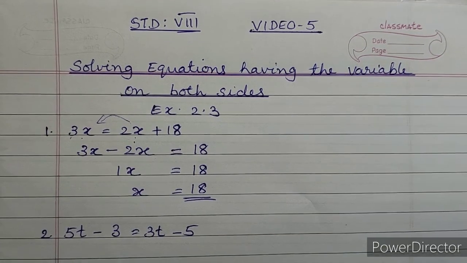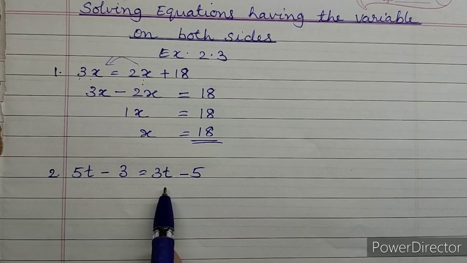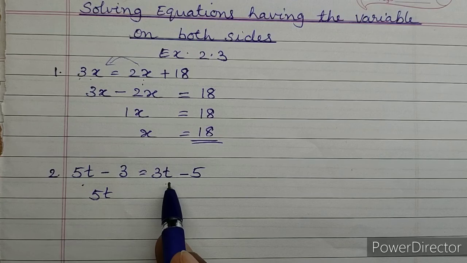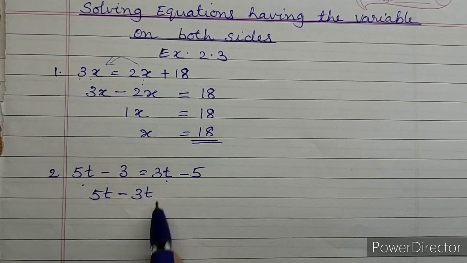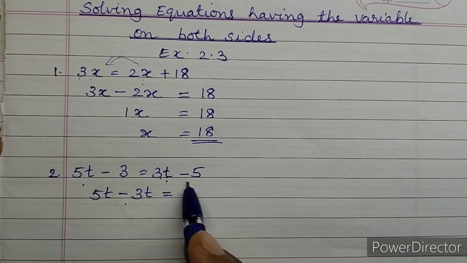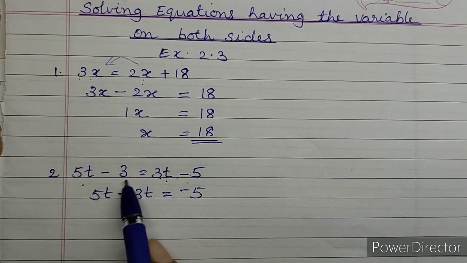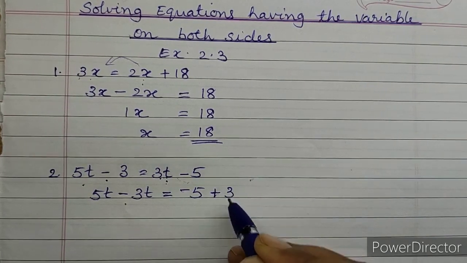Second sum: 5t minus 3 equals 3t minus 5. So t is the variable here. Bring both the t's together on one side, that is the LHS side. So 5t has no change because it is in the LHS only. 3t you have to bring to the other side, change of sign, minus 3t. Here it is positive 3t, it will come as negative 3t. So this minus 5 has no change, we are not transposing that, but minus 3 you are transposing to the RHS side. So minus 3 will change to plus 3.